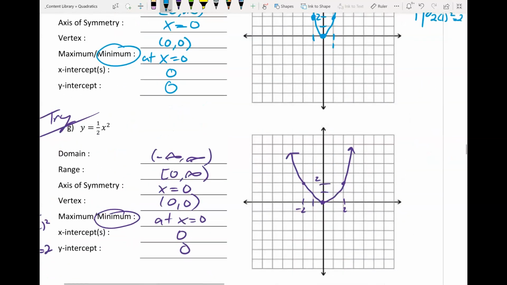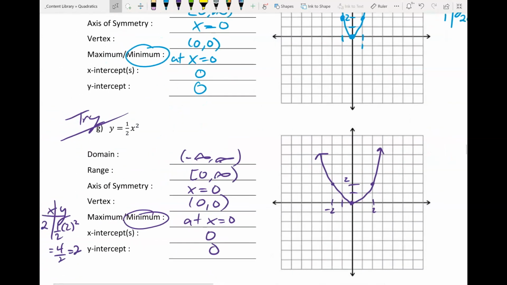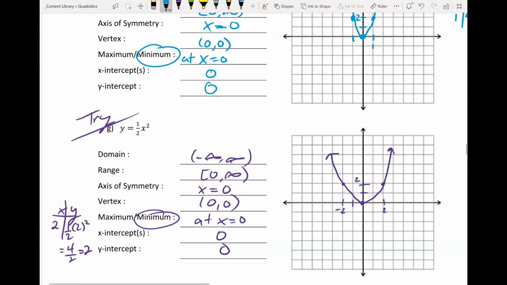Okay, so here's the answer to that try it yourself question. Again, our vertex is going to be at (0, 0). On the side, I did a mini table of values to figure out my next point. In this case, I plugged in x equals 2. You could have picked any other number, like 1. I just picked 2 because I wanted a whole number out of it.